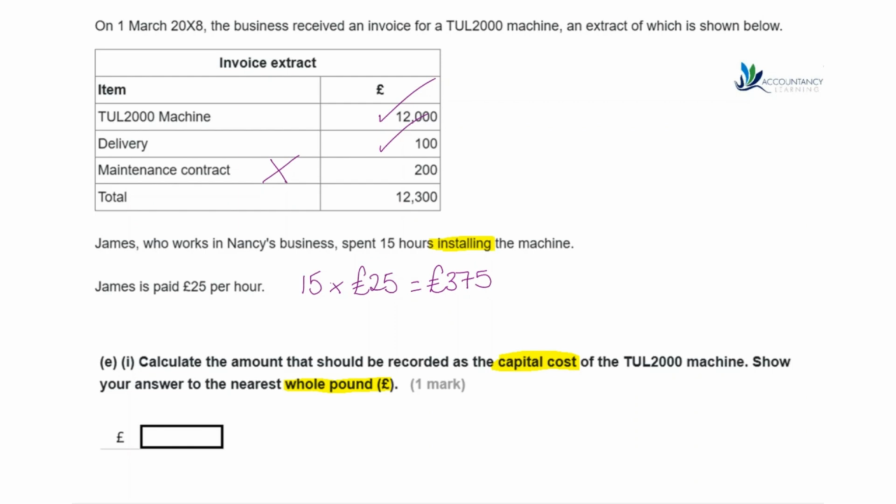So our total capital cost then is going to be the 375, and we're going to add that to the 12,000 and the £100 from the invoice extract to give us a total of £12,475.